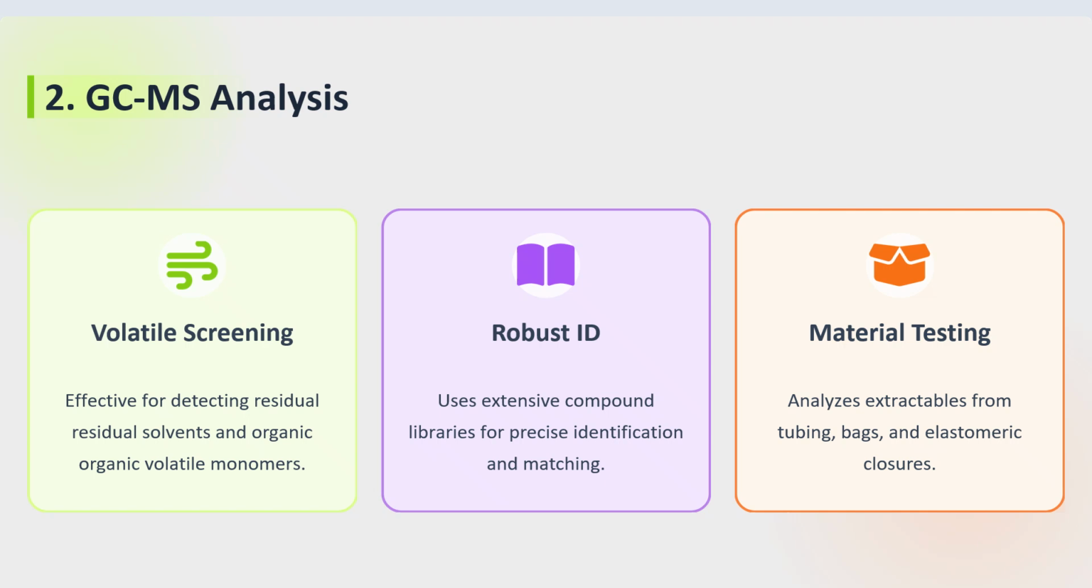While LC-MS works well for non-volatile compounds, GCMS is ideal for volatile and semi-volatile chemicals. It is commonly used to detect residual solvents, volatile monomers, and small organic contaminants that may originate from packaging materials. One of the major advantages of GCMS is its ability to identify compounds using large spectral libraries, which helps scientists match unknown peaks with known chemical structures. Because of this capability, GCMS plays a crucial role in volatile impurity screening.